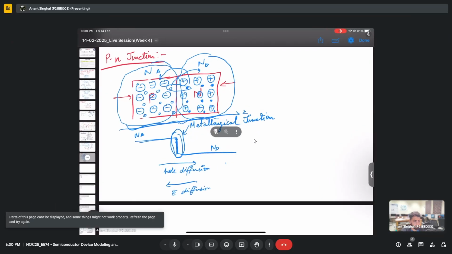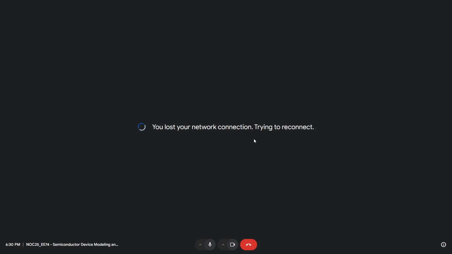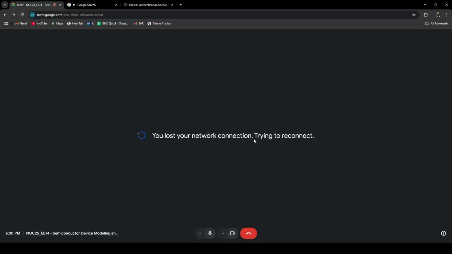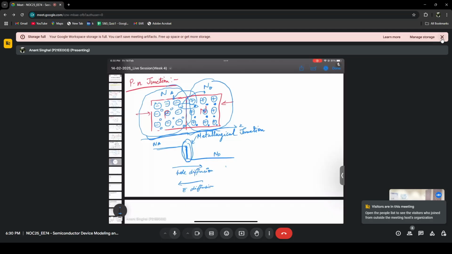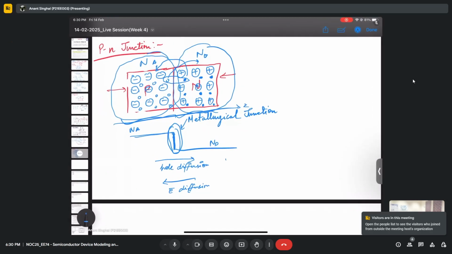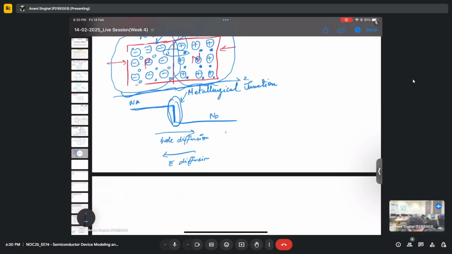So you have drawn this like the metallurgical junction. So Na and Nd. What is this graph representing? One is the carrier concentration. X is the length of the material, p and n. Okay, what I'm trying to represent here.